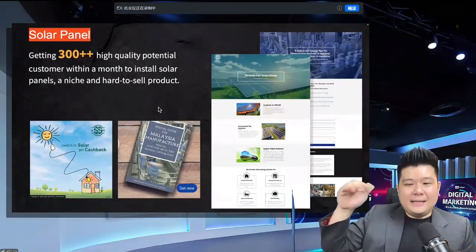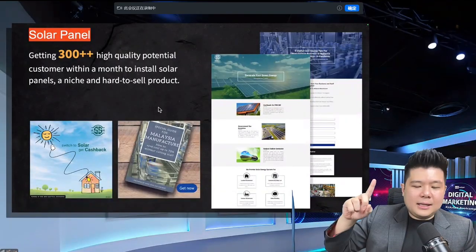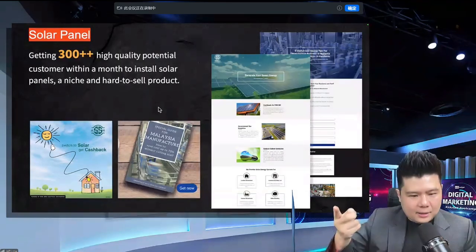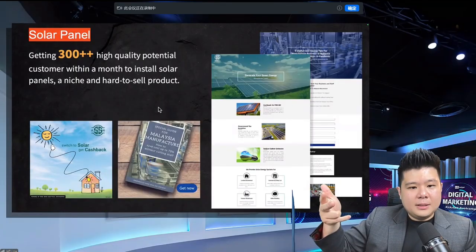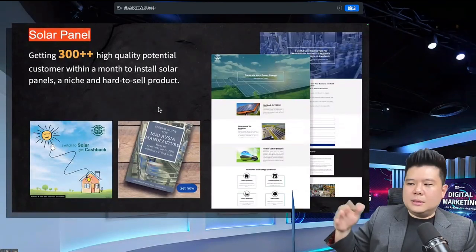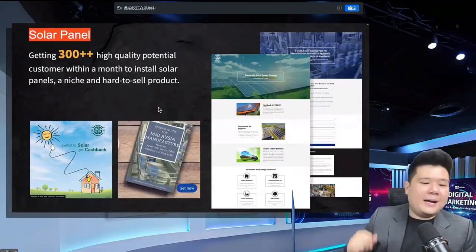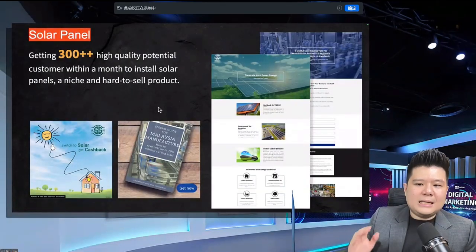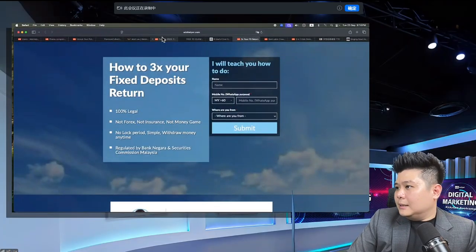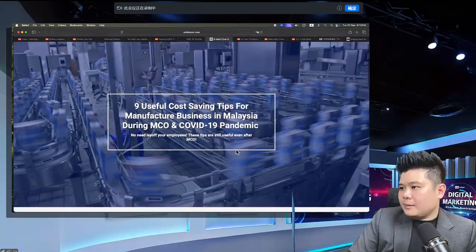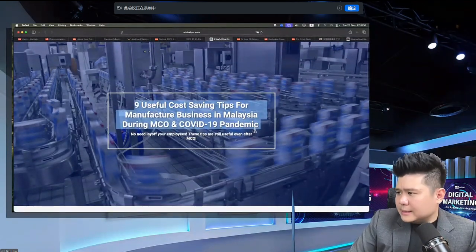But in this case, he needs to create a bait for the boss, because all the bosses, what are they thinking? Cutting costs. Don't spend much. No sales. Am I right? So if cutting costs is related to whatever he's doing, I asked him to prepare an ebook. He prepared an ebook and a landing page: 9 useful cost-saving tips for manufacturing businesses in Malaysia.